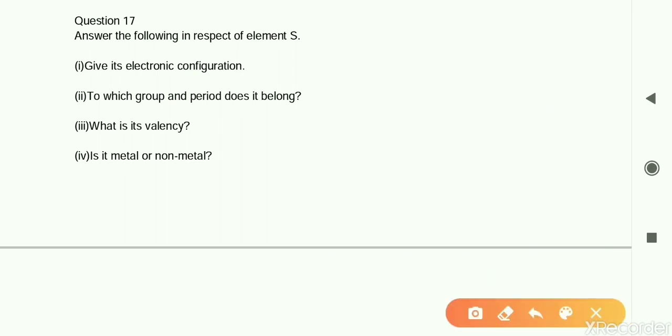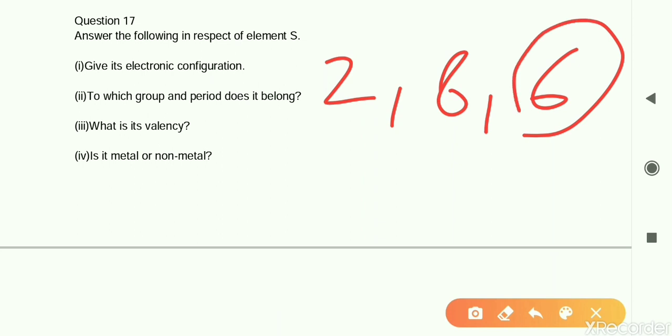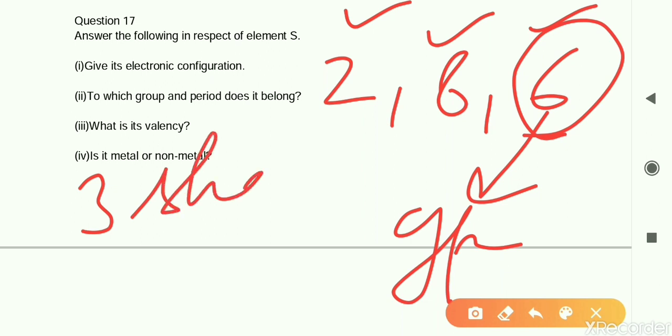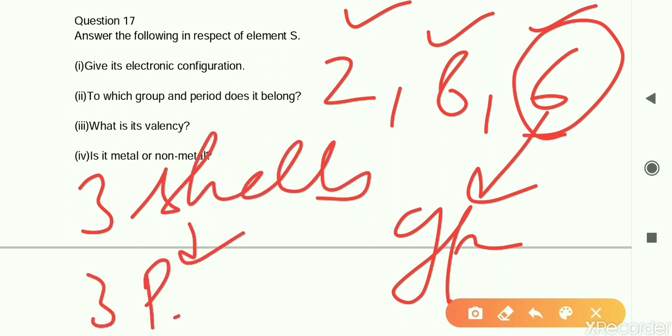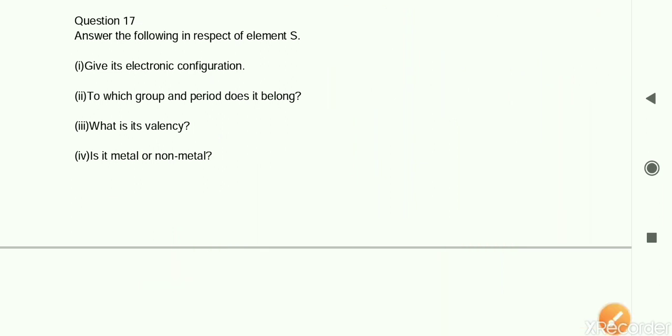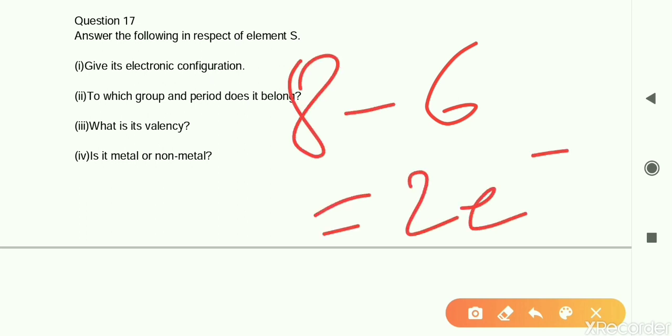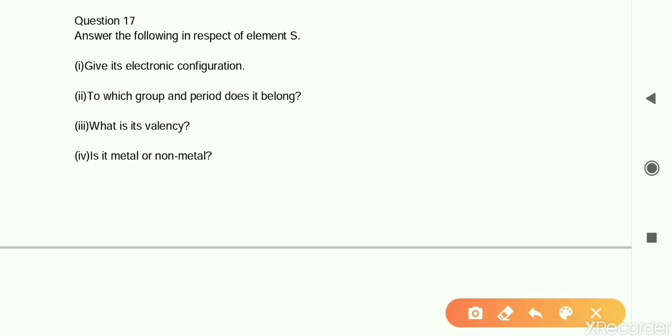Next one, to which group and period it belongs. Now if 2, 8, 6 is the configuration, so it belongs to which group? 6th group. This is the group number. How many shells are there? 3 shells are there. So its period number is also 3. Clear? Next one, what is the valency? Outermost electrons, or the valence electrons, are 6 in number. So we'll subtract it from 8, we will get 2 as the valency.